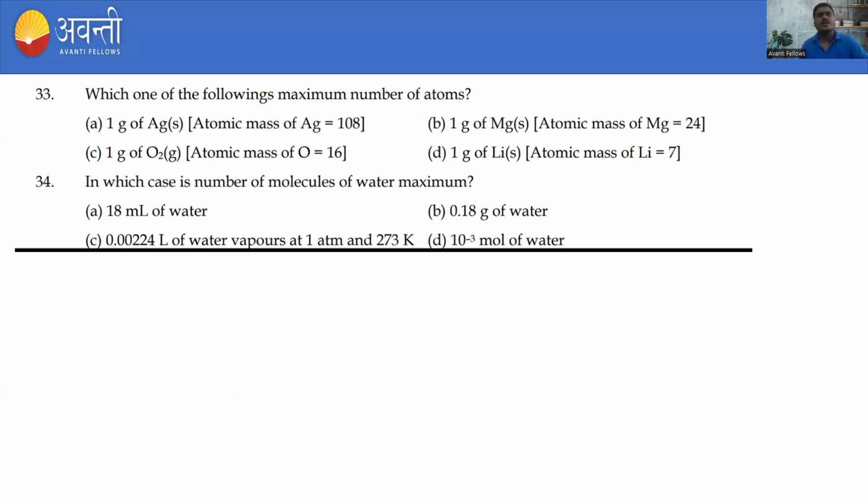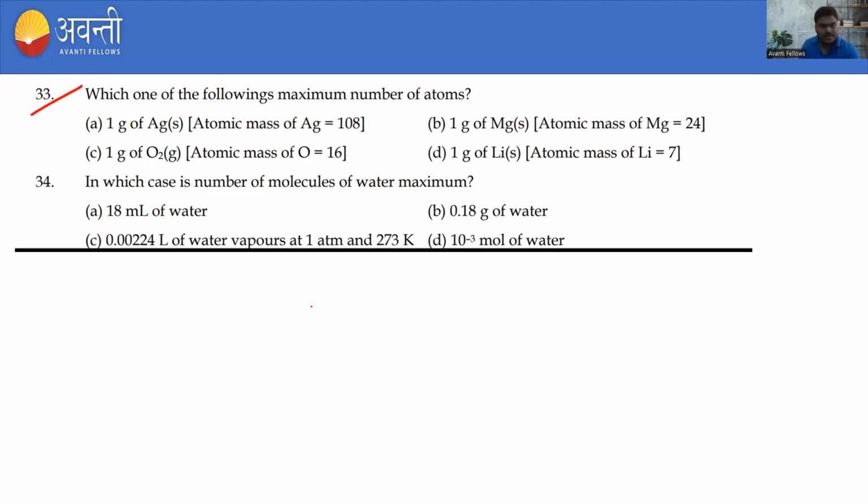Now, which one of the following has the maximum number of atoms? So you have to calculate which of the following has the maximum number of atoms. So it's a very simple thing, right? That is the 18 ml of water, right? So 18 ml of water has the highest in this question. So before solving 34, let's see the solution for question 33. Question 33 is very much similar to 34. So both are the same. So I'm going to solve one question and you just calculate using the same way.